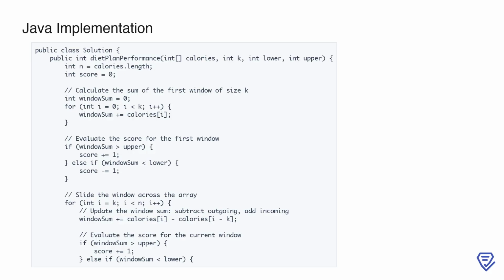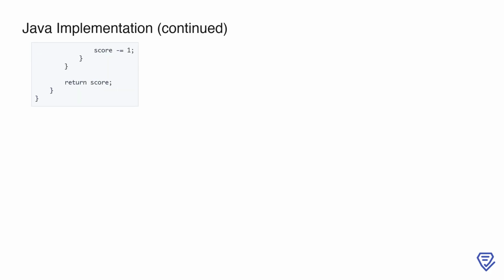After processing the first window, we then prepare to slide the window across the rest of the array, updating the window sum dynamically by subtracting the element that is leaving the window and adding the element that is entering it. For each new window, we evaluate its performance just like we did for the first one. If the updated window sum is greater than the upper threshold, we increase the score by 1. If it's less than the lower threshold, we decrease the score by 1. This process continues until we have evaluated all possible windows of size k in the array.